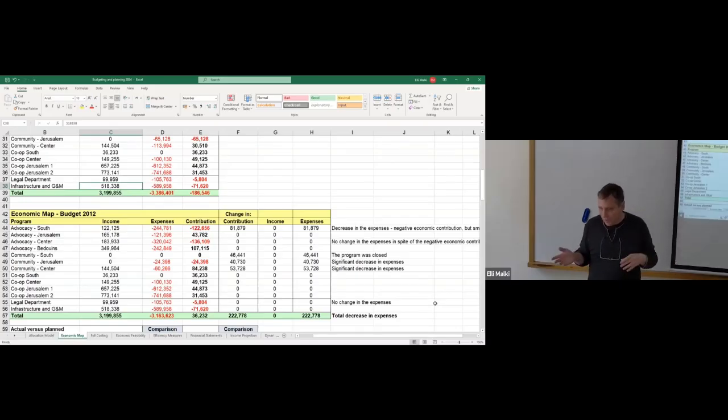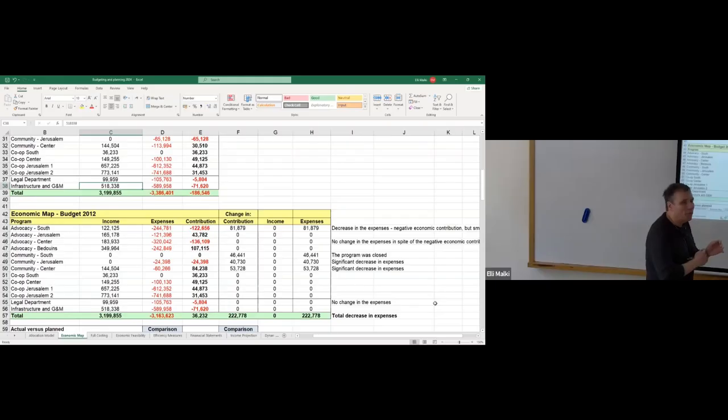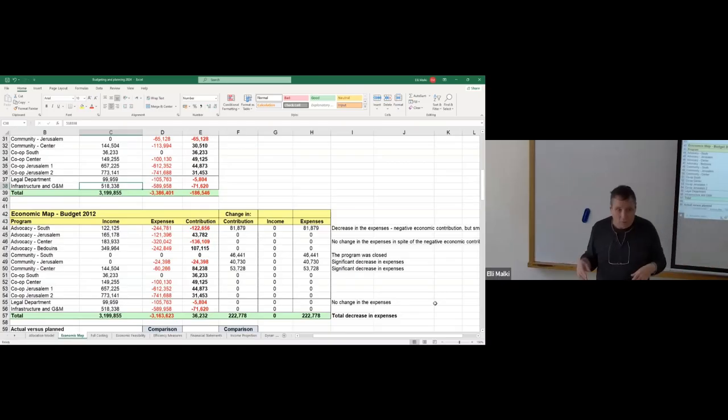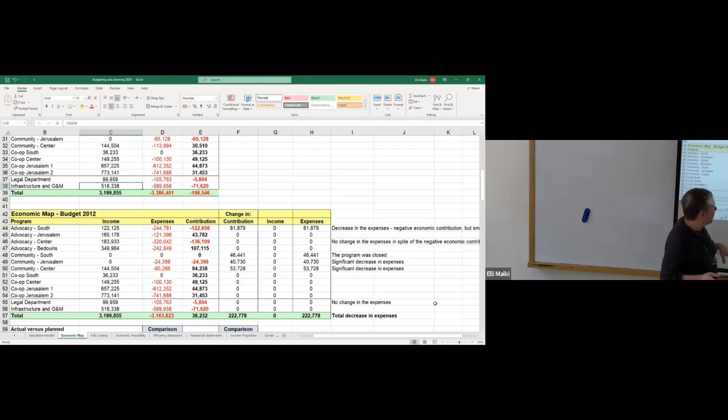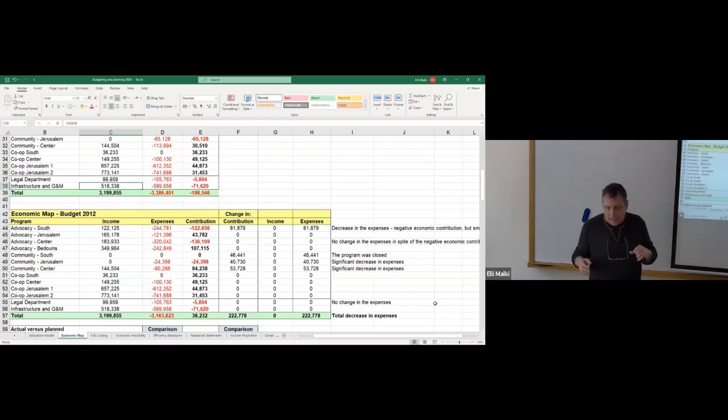We don't control the income. I mean, we can invest a lot of effort in raising income, but we don't control it. But we have control over our expenses. We can decide how many people we are going to employ, what we are going to buy, what programs we want to continue, and what programs we want to discontinue. So we have the new expenses after the recovery plan.